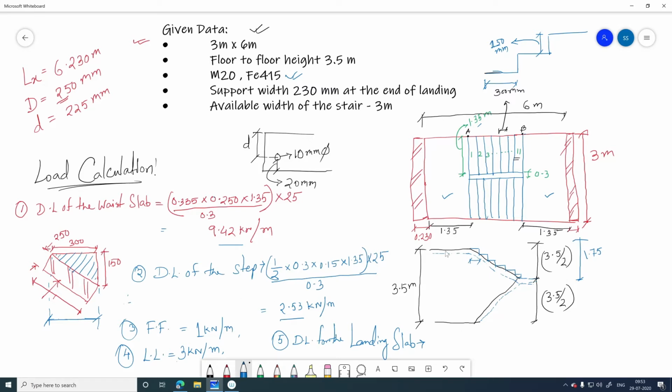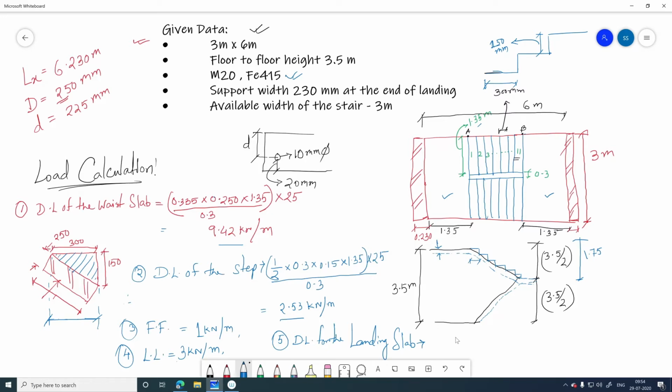That is very simple. We know the depth of the slab, that means this particular depth, that is same as this, that means 250, and we know the total length here, that means the length of the landing slab, that is 1.35. So 1.35 into the depth of the slab. Okay, and then you need to multiply with the unit weight of RCC, and then you will get that in per meter.